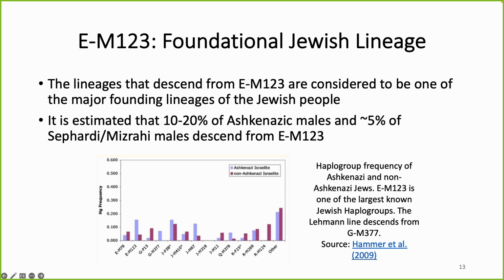Our Layman branch, which I've tested, is part of GM377, which is entirely Ashkenazi Jews. It has not been found in non-Ashkenazi Jews. But similarly to EM123, it's not from Europe or anything like that. But it has a very different history than E.